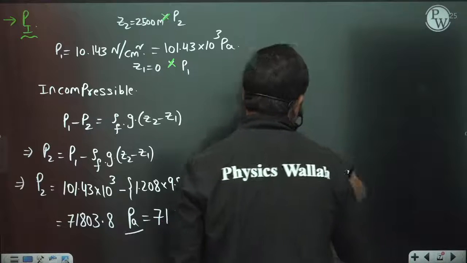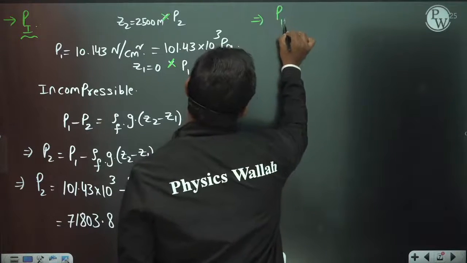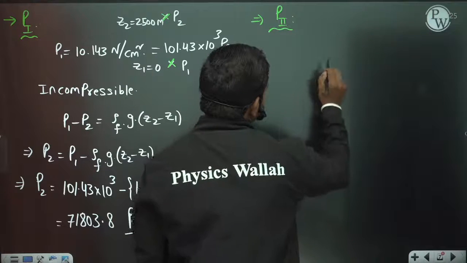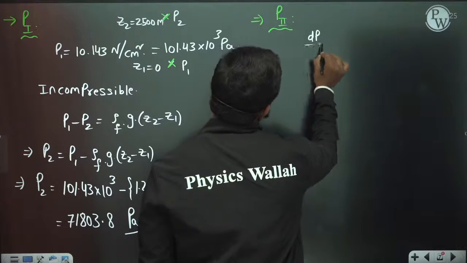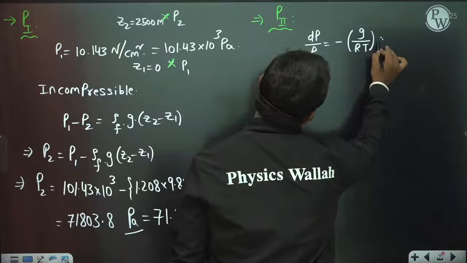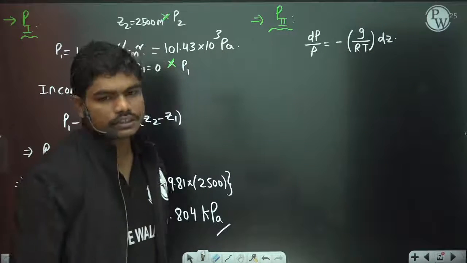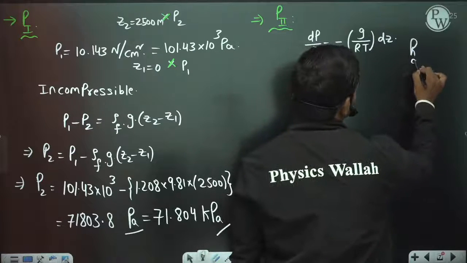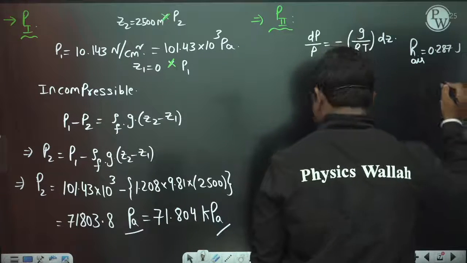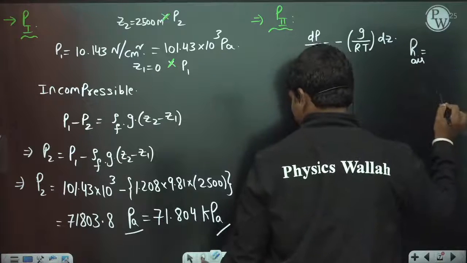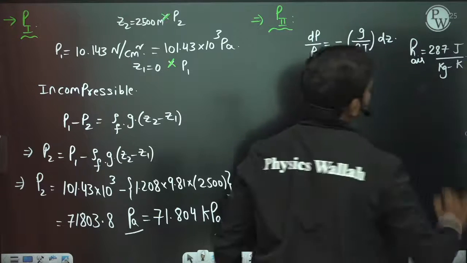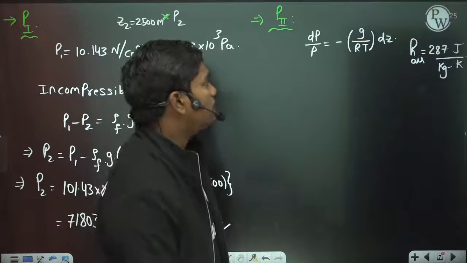Now let us calculate P2 using the isothermal calculation. In case of an isothermal fluid, you have dP by P equal to minus G by RT times dZ. This is the relation we have. R is the characteristic gas constant, and our value for air is 287 joule per kg Kelvin, or 0.287 kilojoule per kg Kelvin.